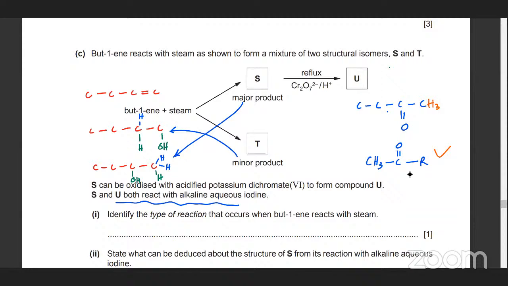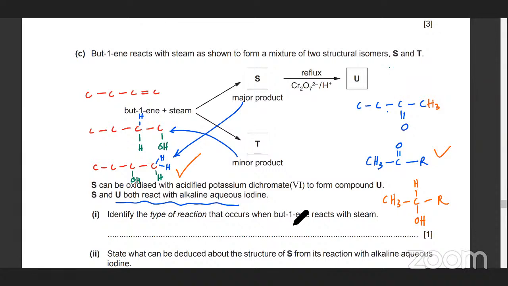The iodoform test is also positive if you have a CH3 and right next door there's a carbon with OH and an H, and here's your carbon chain. This is true in this molecule over here. In S, this is true. You have a CH3 and right next to CH3 you have a COH or CHOH.